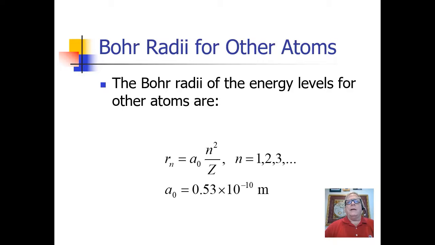All you need to do is to take the formula for the radii in the hydrogen atom and divide it by the atomic number. So you have here the radii for an atom would be the Bohr radius times n squared over Z, where Z is the atomic number, and n is the positive integers 1, 2, 3, etc.